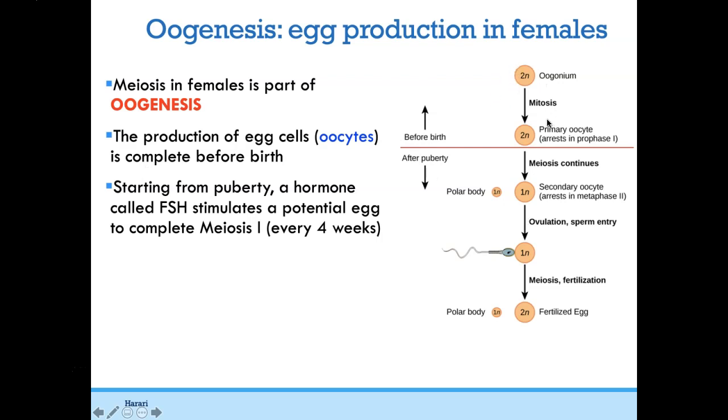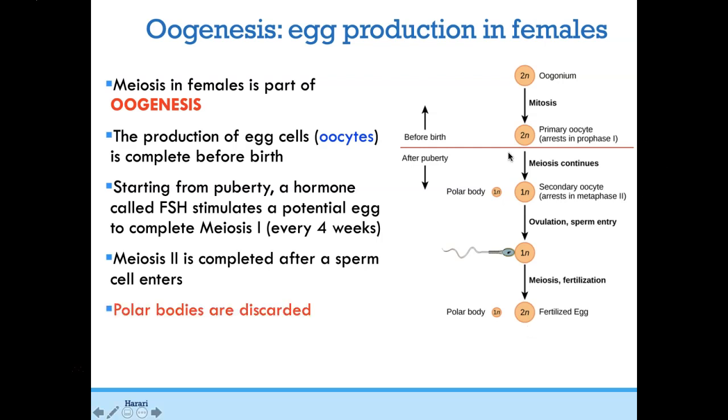So let's go back for a second. A female is born with primary oocytes that actually start meiosis, but they arrest in Prophase I. After puberty, once every month, roughly, meiosis continues because a hormone is released from the brain. But again, this arrests in Metaphase II. Only if a sperm enters will meiosis and fertilization actually happen. Right, so meiosis 2 is completed only after a sperm enters.